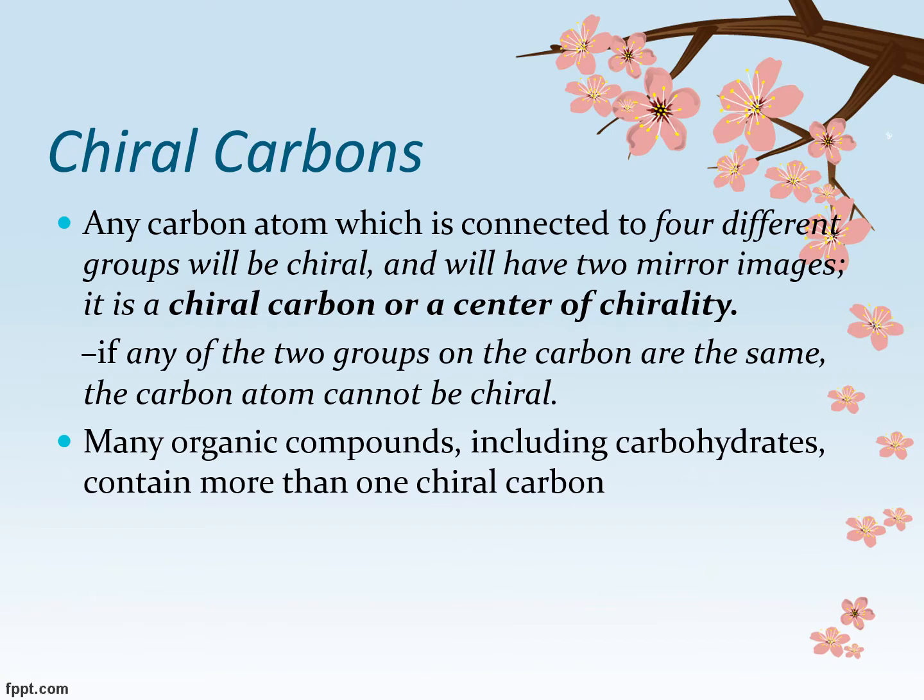Next is chiral carbon. Okay, so a chiral carbon is any carbon atom connected to 4 different groups. Okay, it has to be 4 different groups, otherwise it is not categorized as a chiral carbon. So many organic compounds, including carbohydrates, contain more than one chiral carbon.